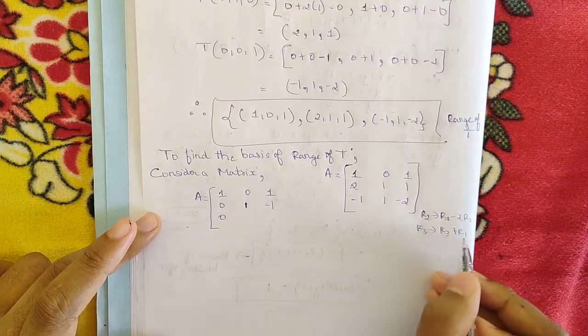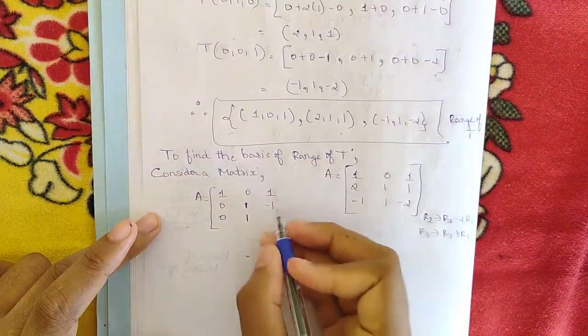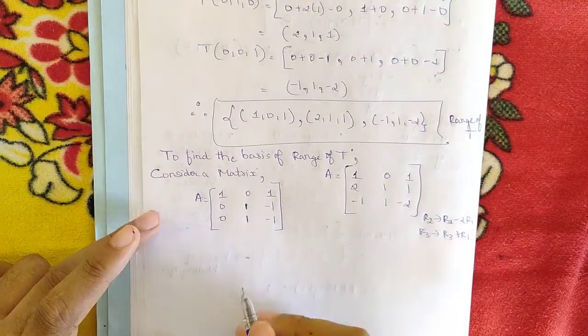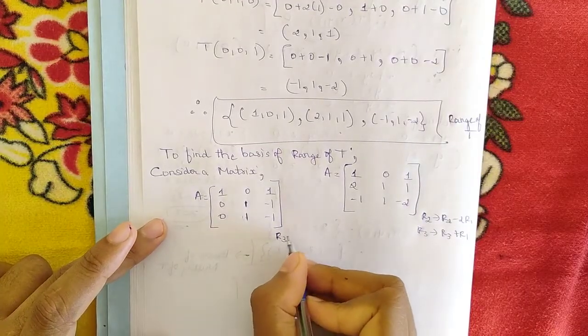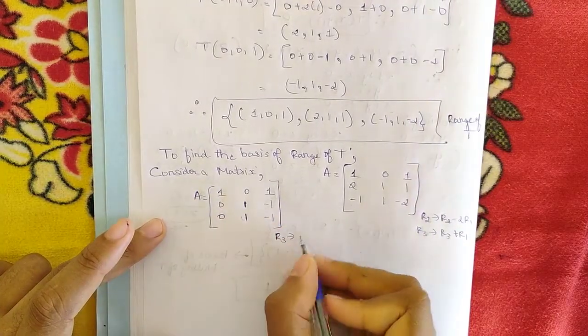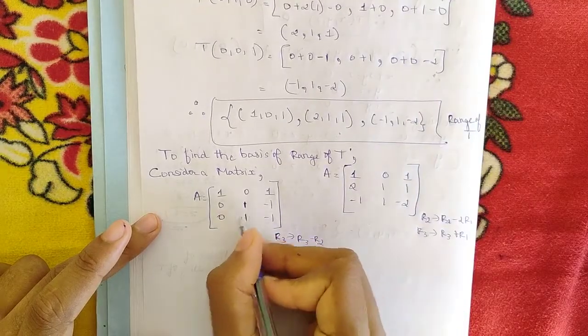So here R3 plus R1. 1 plus 0 is 1. Minus 2 plus 1 is minus 1. Okay. Now this term you should be making it 0. So R3 with respect to R2 you should be changing, that is R3 minus R2. So if you do 1 minus 1 you will be getting 0, right?